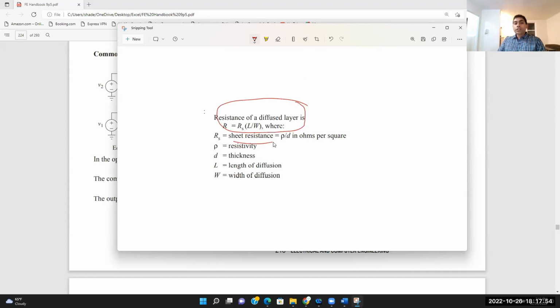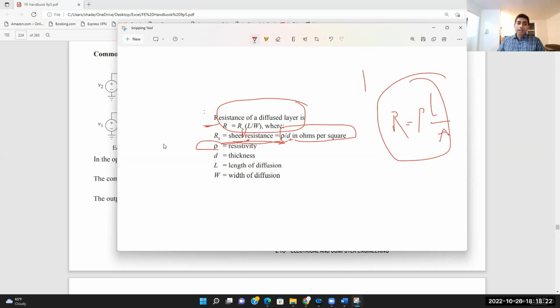The sheet resistance, this R_S, is nothing but the resistivity divided by the thickness. The thickness of this one, how thick it is, is also going to affect its resistance, because we already know R equals. If you remember, for resistance we usually use this equation, R equals rho L by A. Obviously it's not exactly the same, but you can say more or less it's the same.